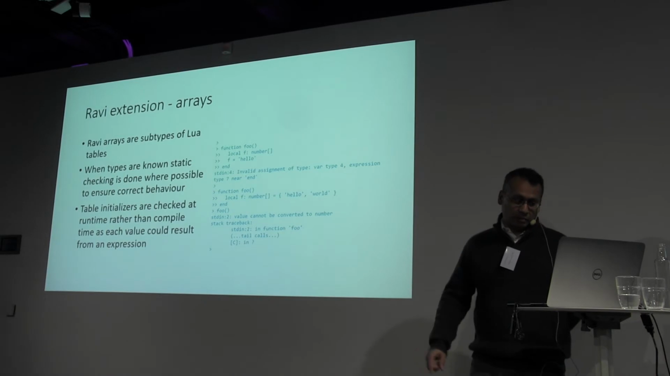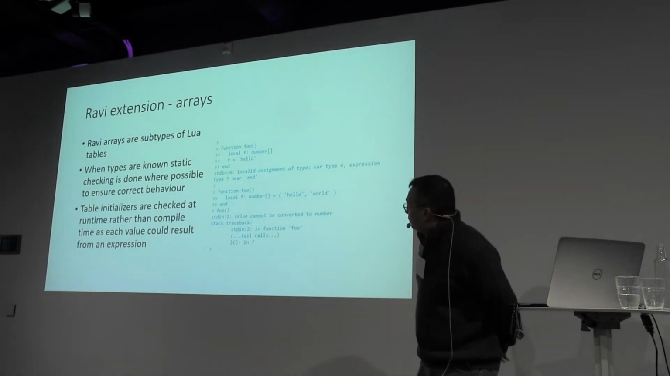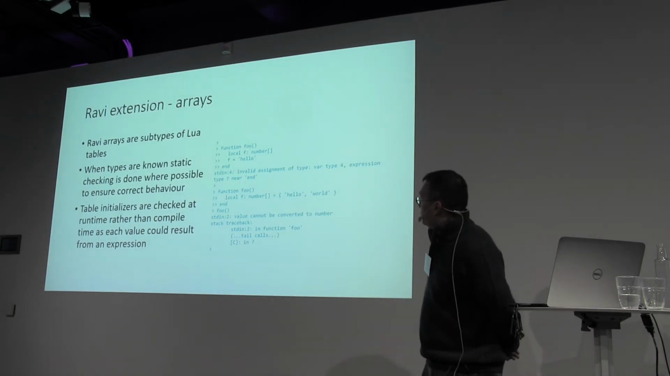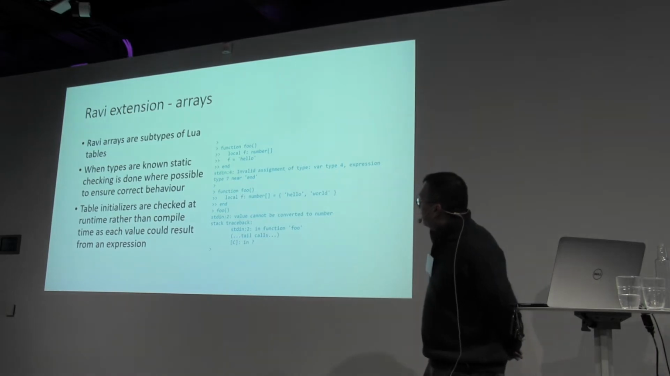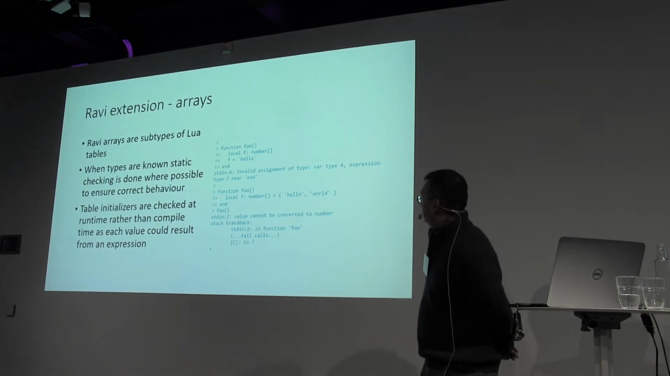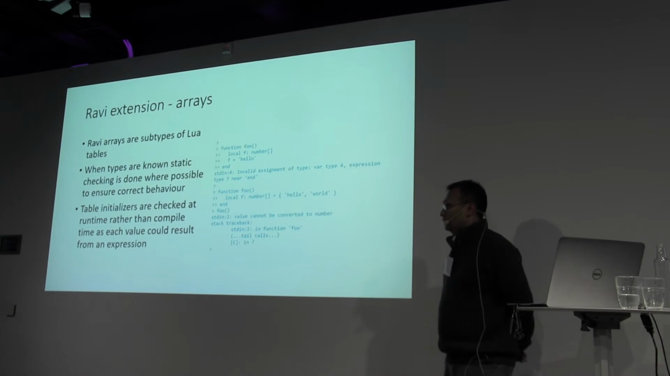And I'll go into that in a bit more detail later on. What this example also shows is that there is static checking done where possible. So in this example, because f was declared as a number array, you can't assign a string to it. The compiler itself throws an error saying, hang on, I can't allow this.